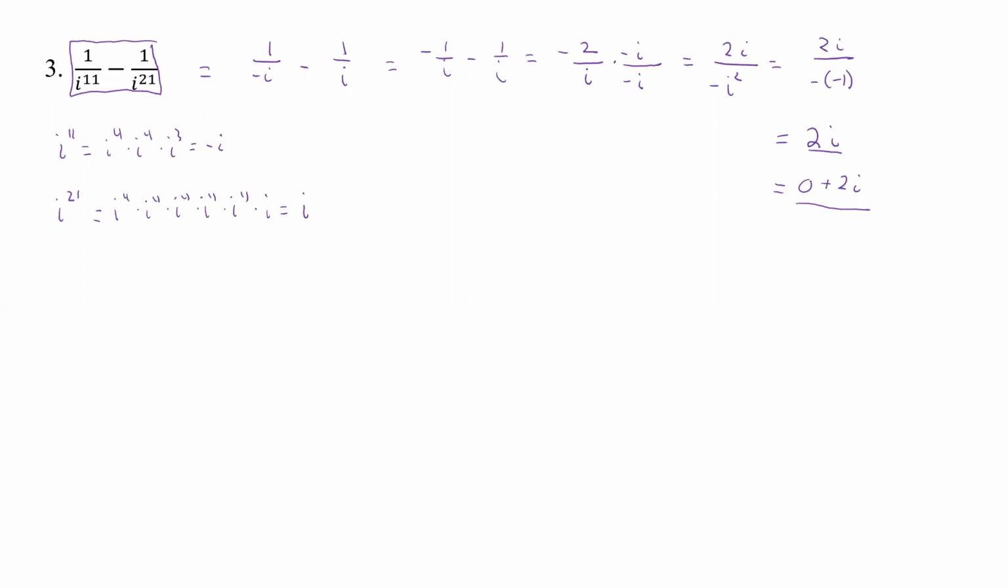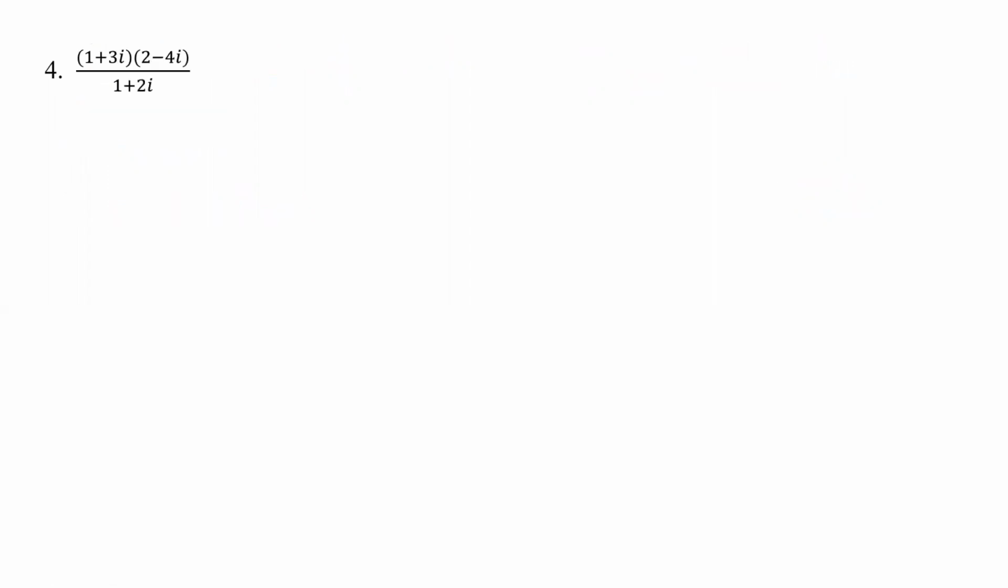All right, let's do one where we have to divide. So in this one, what I'm going to do first is FOIL the numerator, and then from there we can multiply by the conjugate of the denominator.